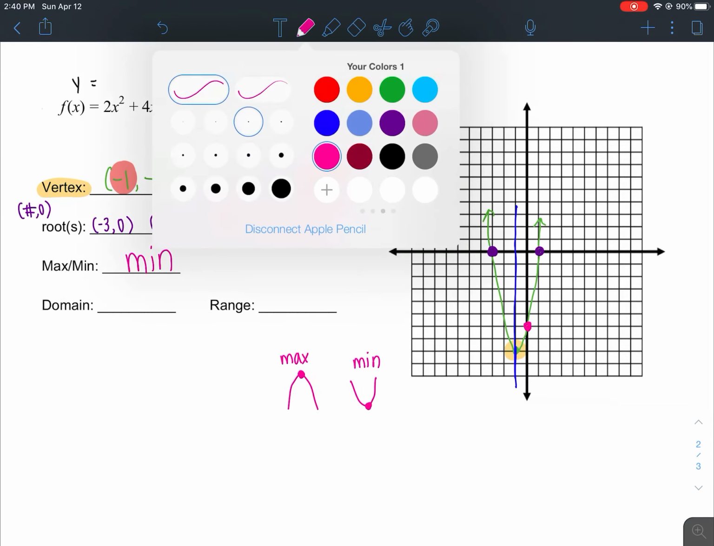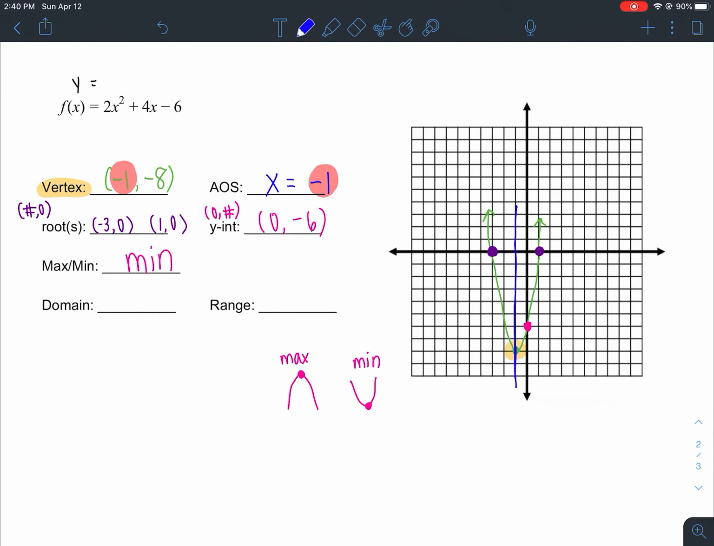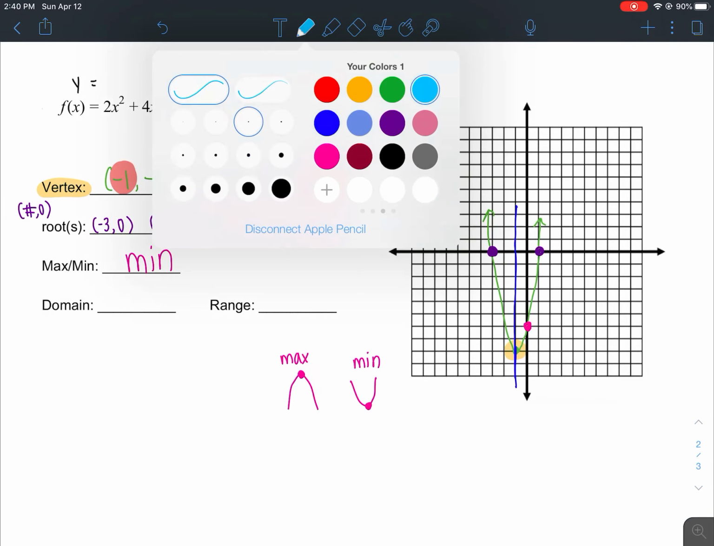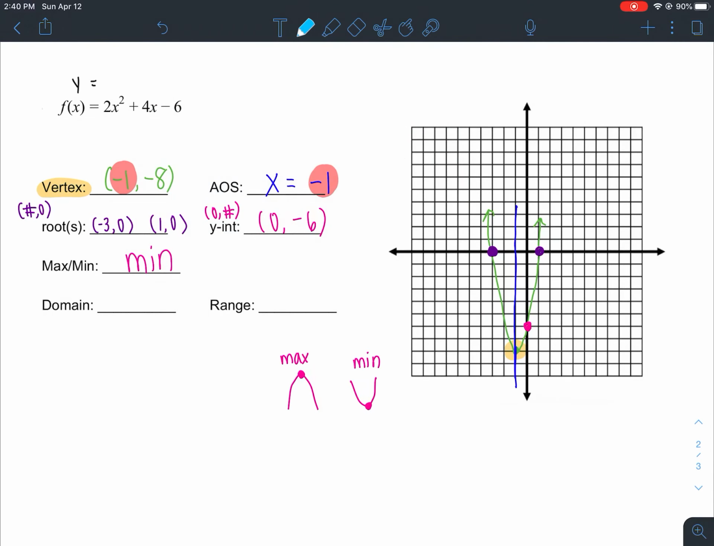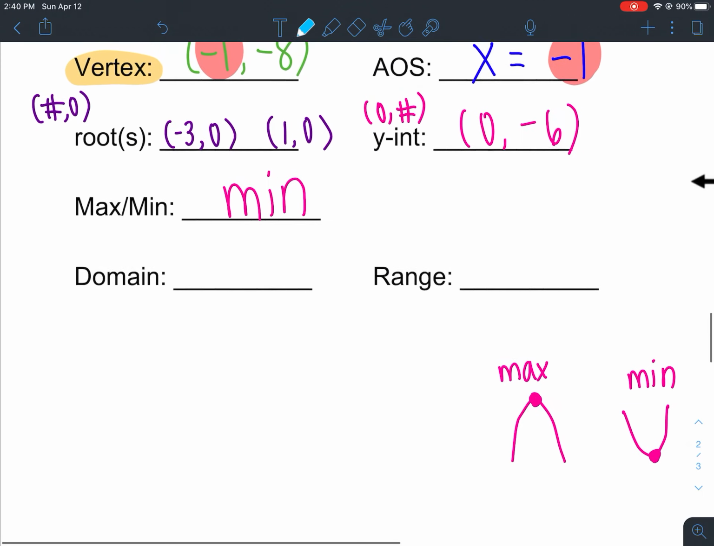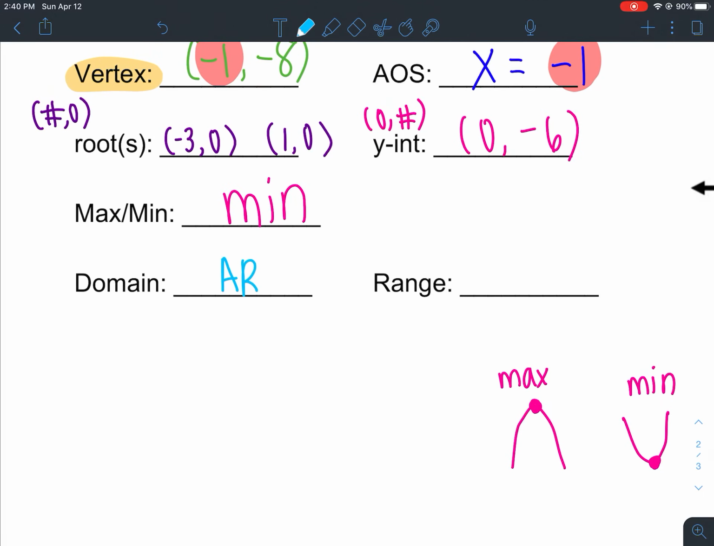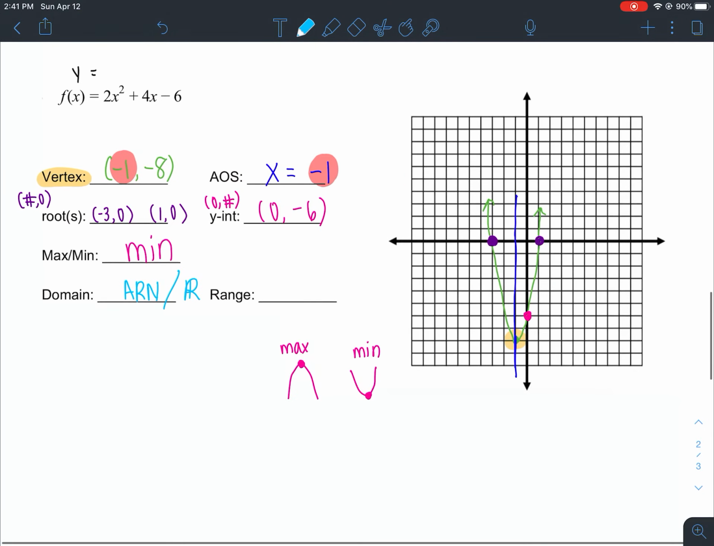Okay, the next thing is the domain. Remember, domain is all of your x values. Now, because our x values here are infinite, right? This graph will continue to go to the left forever, continue to go to the right forever, so it's infinite. And the way we say infinite in math is by saying all real numbers, ARN, or you can put the fancy R, okay?